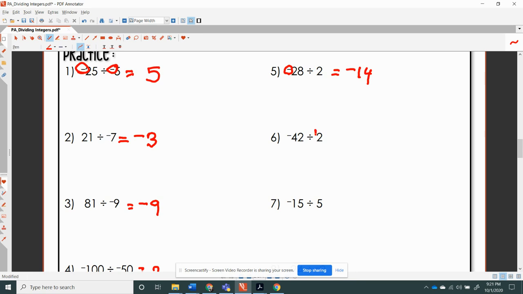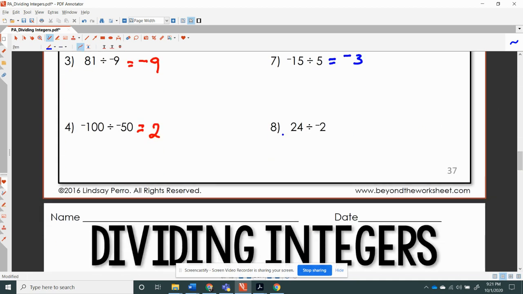Remember, these are invisible plus signs here. We don't see them, we don't write them, but if we see no sign in front of a number, we always assume that it is positive. So we have negative 42 divided by positive 2. That will be negative 21. We have negative 15 divided by positive 5. Again, we'll have a negative answer, negative 3. We have a positive 24 divided by a negative 2, which will be a negative 12.